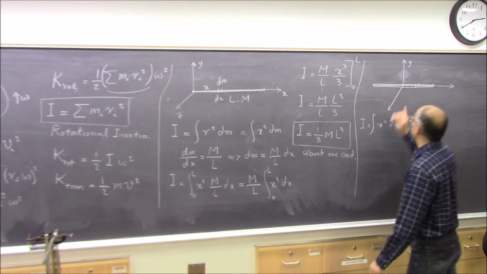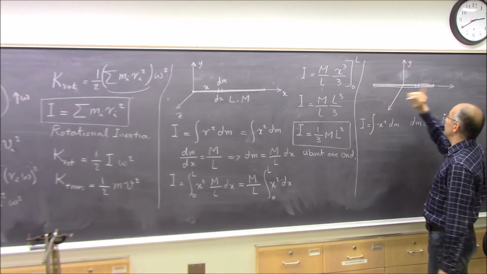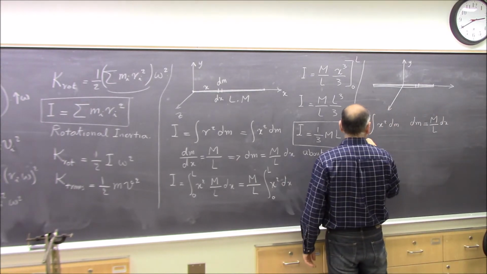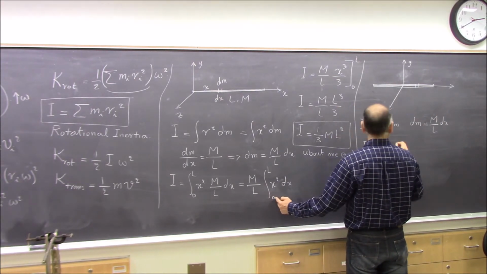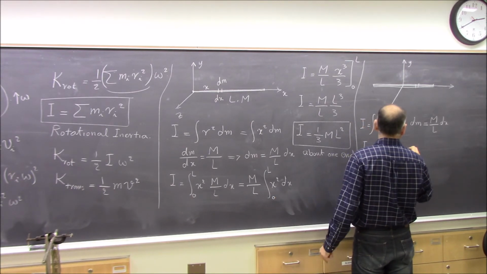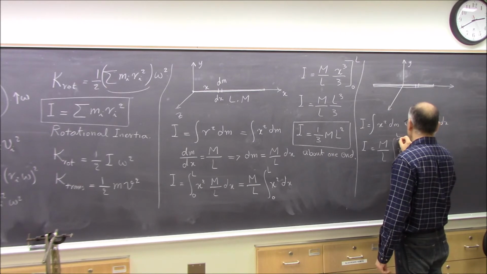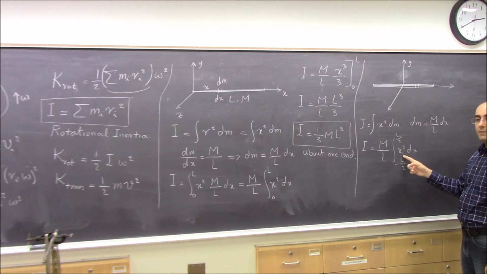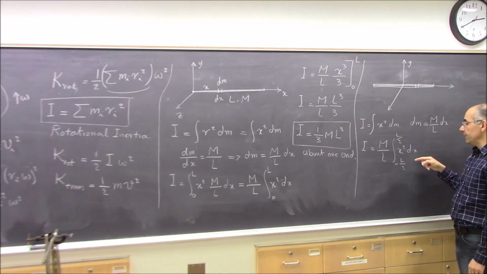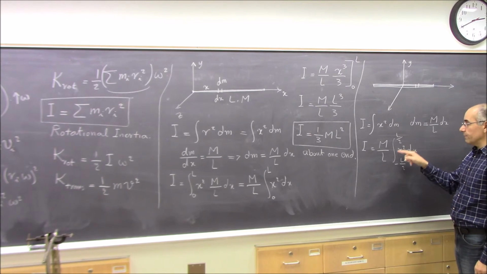What is the limit of integral in this case? 0 to L over 2. Or negative L over 2 to L over 2. Negative L over 2 to L over 2. So I will be the same as this integral, M over L, integral x squared dx, from negative L over 2 to L over 2. And then, because this is an even function over a symmetrical interval, you can write twice from 0 to L over 2.